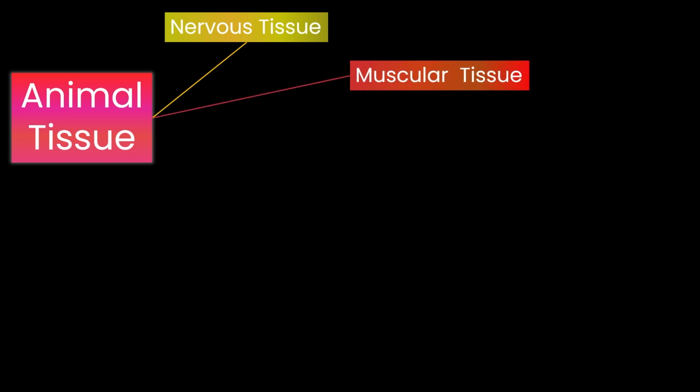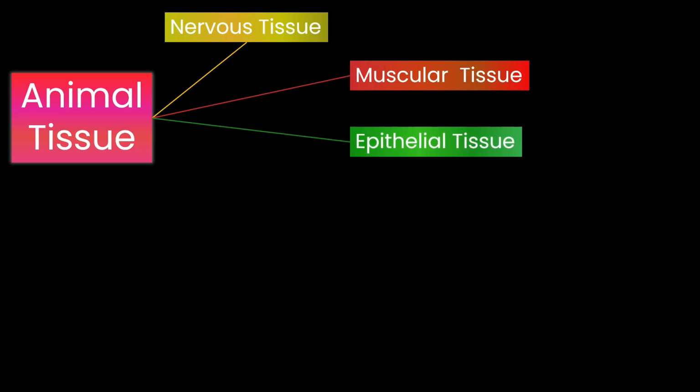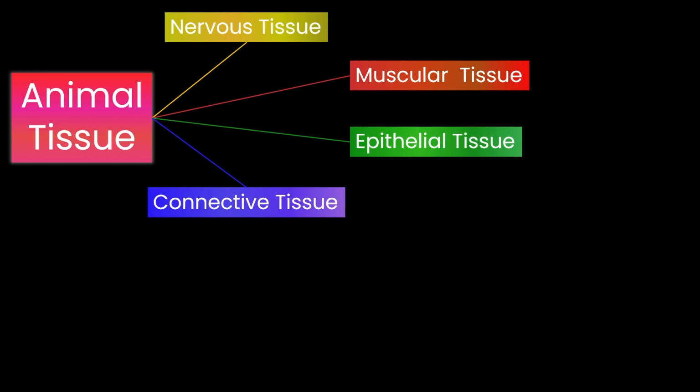Before we could understand what type of tissues are present in the alimentary canal, let's take a short summary of animal tissues. You may remember that animal tissues are of four types. The first type is nervous tissue that plays a role in control and coordination. The second is muscular tissue that plays a role in movement and locomotion. The third is epithelial tissue that plays a role in protection by acting as a covering. It also plays a role in absorption in the alimentary canal. Now the fourth type of tissue is your connective tissue that plays a role in binding, support and transport.